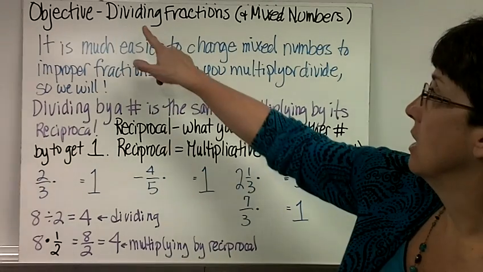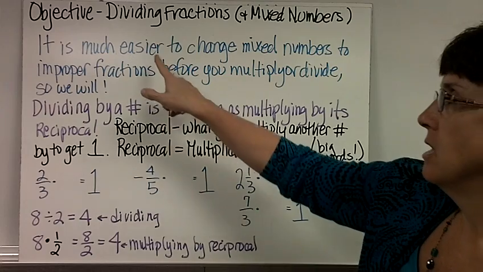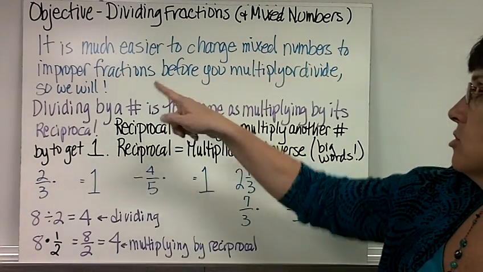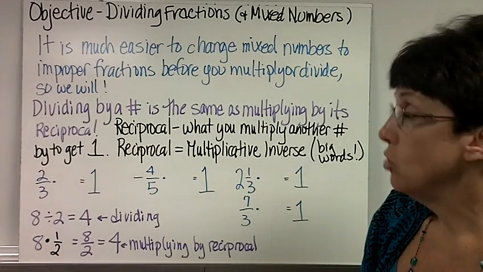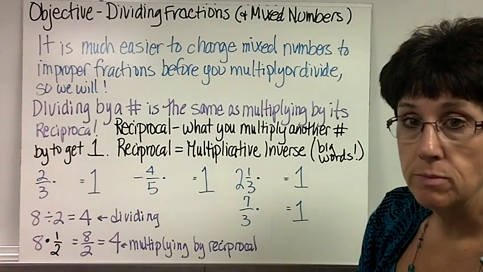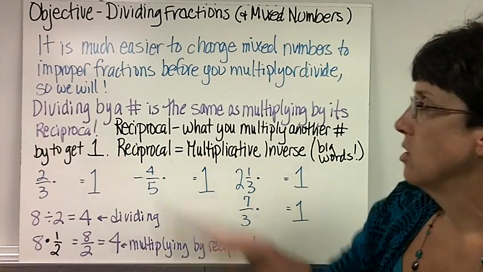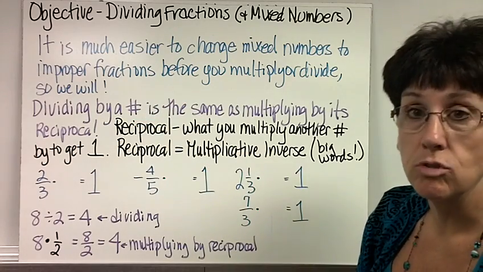Today's objective is dividing fractions and mixed numbers. It is much easier to change mixed numbers to improper fractions before we multiply or divide, so that's what we're going to do. You totally can multiply or divide with mixed numbers. It's just a lot more steps. It's like you're doing the distributive property with it. So I don't want to do extra work, so I'm going to have you change the mixed numbers to improper fractions.